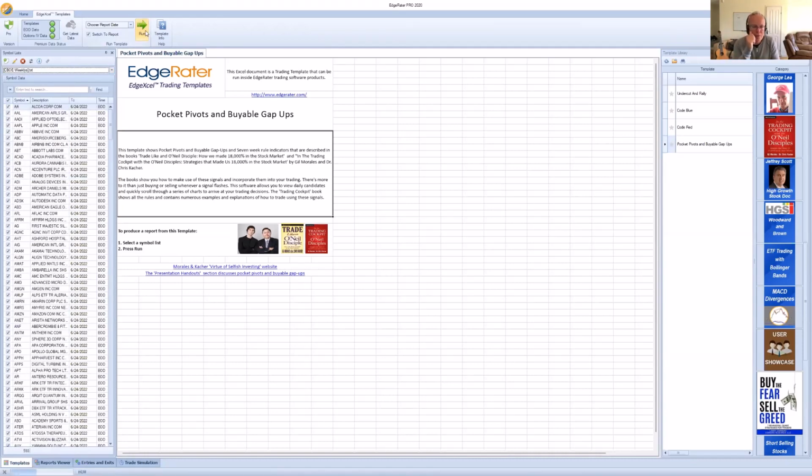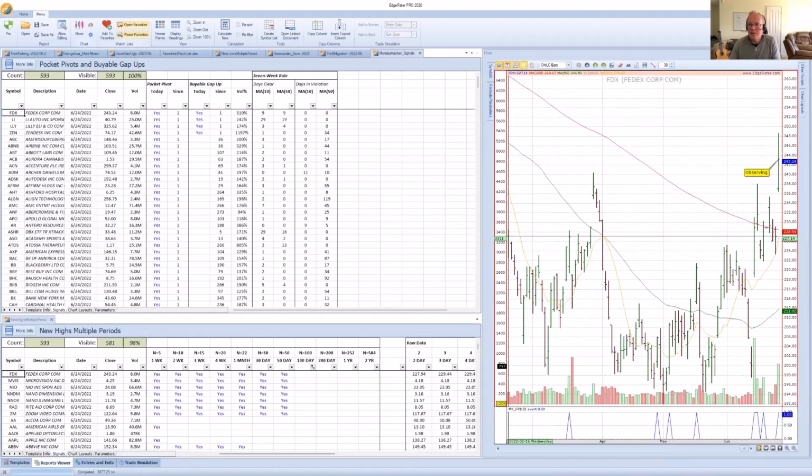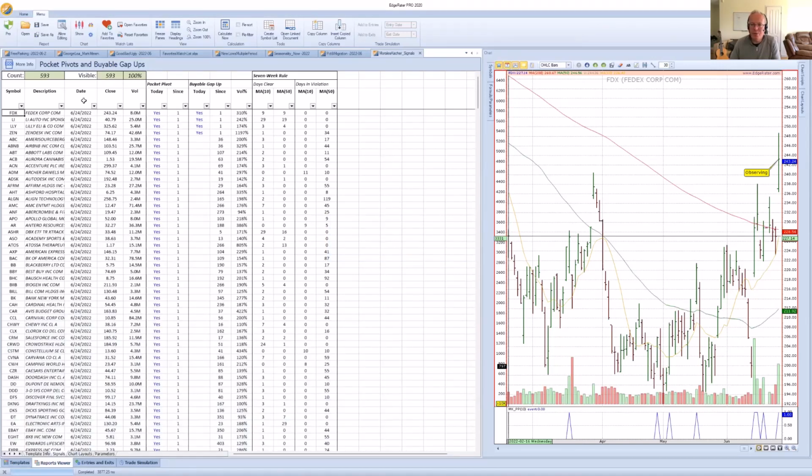You'll notice a lot of the newer reports have this area up here with the count of stocks, how many are visible, and what percentage of the count are visible. A lot of the older reports didn't have that. So as I get time, I'm going back and adding that into some of the older templates. That's what I did here.